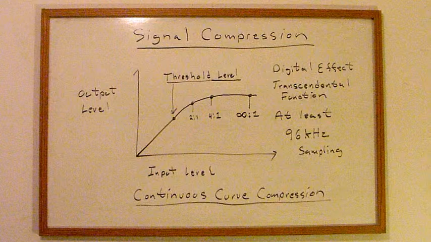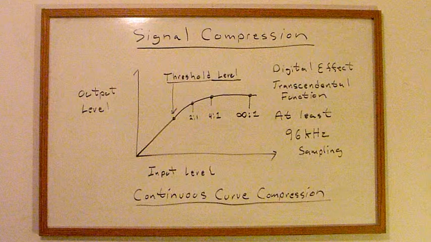So in order to minimize the effect of the knee upon the quality of the tone of the compressor, the best way to go about this is continuous curve compression. In continuous curve compression, there is no angle. It's a continuously variable curve that goes from 1-to-1 to horizontal, which would be considered an infinite-to-1 compression ratio.